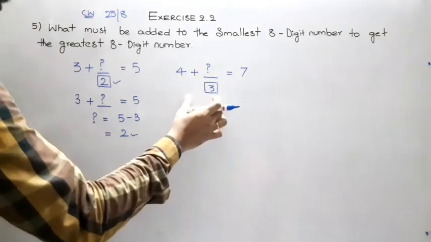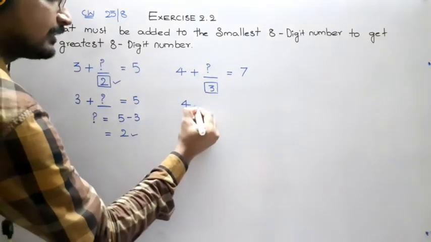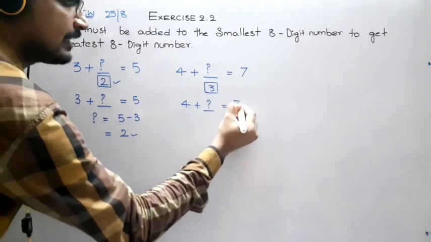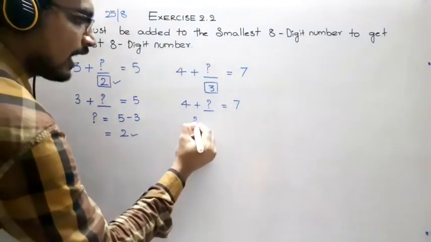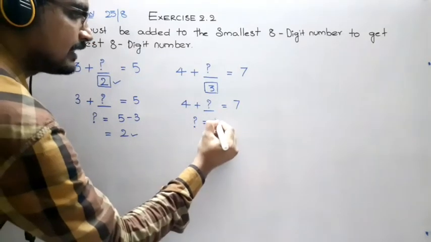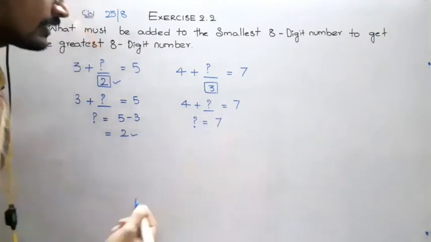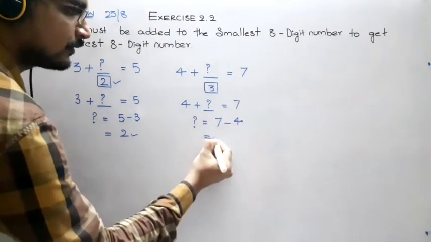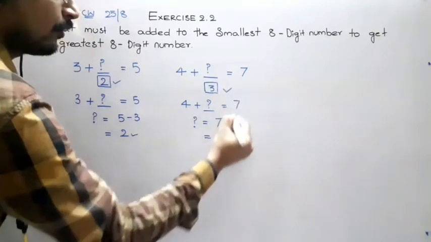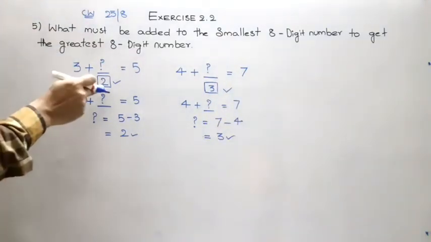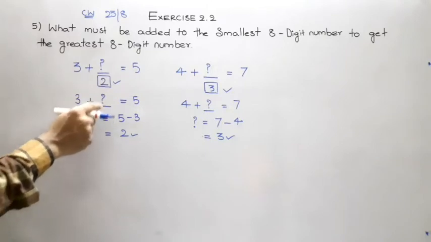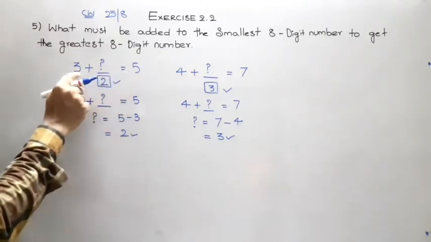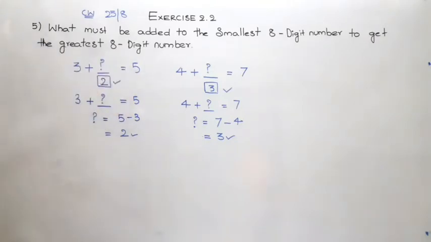And here also, if we take this question like this, 4 plus what we have to keep in this blank so that we'll get 7. So the answer in the question mark is going to be the given answer minus this 4, which is equal to 3. Hope you got the point. Being small numbers, it is easy to guess. But what if the numbers are big? Then we have to subtract the leftover number from the answer.